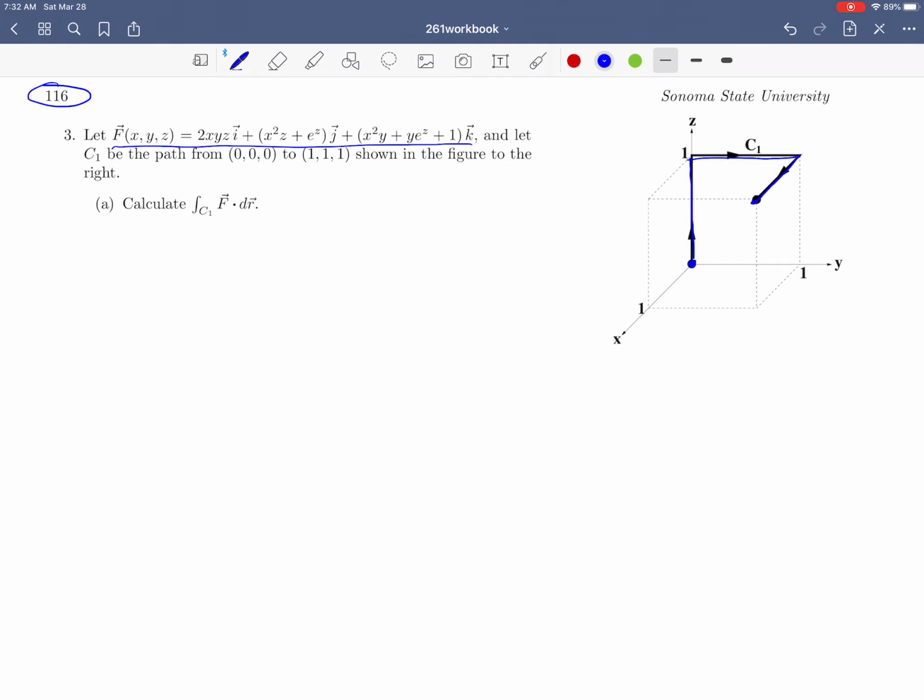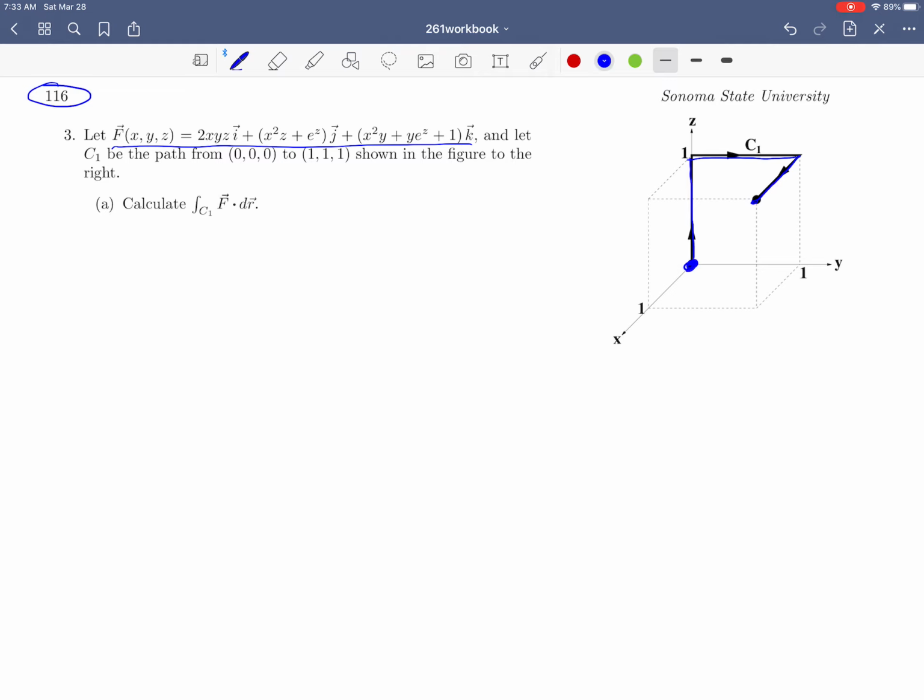My first comment here is this would be a very difficult problem to do using brute force if we wanted to do this by parametrizing the curve. Like you did back in sections 18.1 and 18.2, we would actually need 3 separate integrals, one for each piece of this curve, and that could be a lot of work.